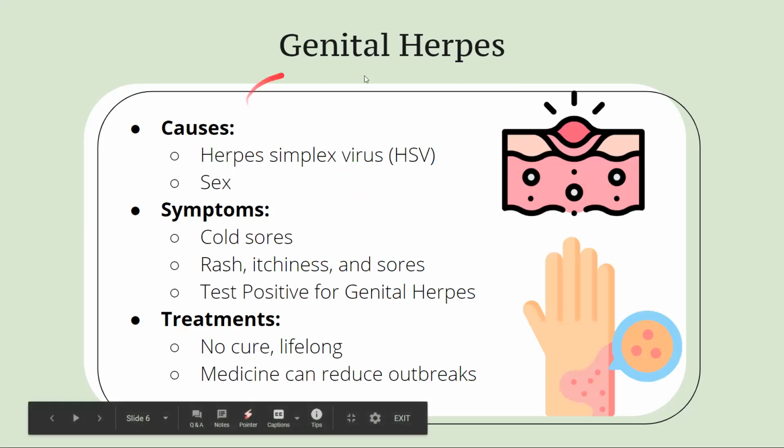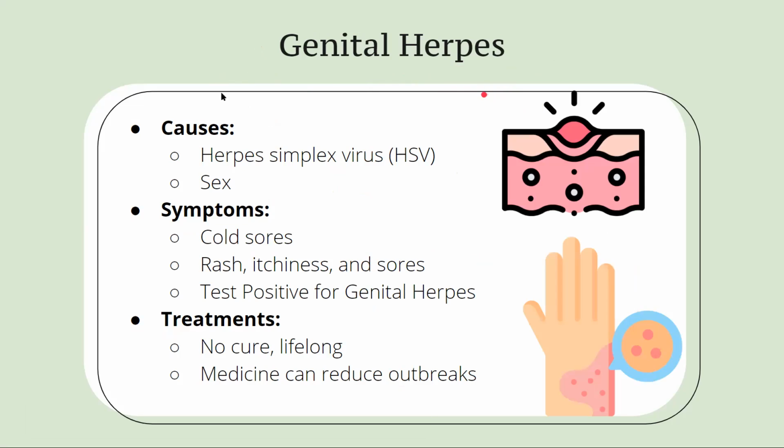And then we have genital herpes, which an easy way to remember this is herpes cause bumpies. And basically what herpes is, it's a sexually transmitted disease, an STD, that causes cold sores, rashes, itchiness, and other sores in your genital area. So it is caused by the herpes simplex virus, or HSV, which can be transmitted through sex.